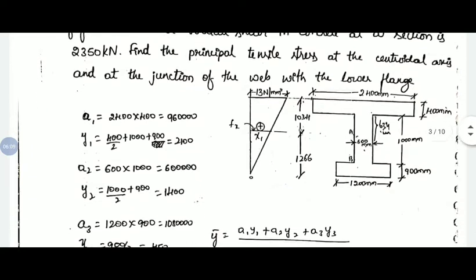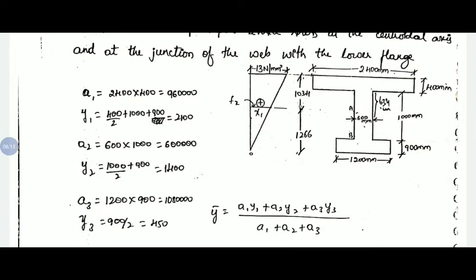So first we need to find out the location of the centroid for the given I section. Since it is an unsymmetrical I section, we have three rectangle components: (a1 y1 + a2 y2 + a3 y3) / (a1 + a2 + a3). a1 is the top flange, 2400 by 400, and for the centroid with respect to the bottom, the height of the bottom flange is 900 and the web height is 1000, plus the centroid of the top flange 400 by 2, so it is 2100.